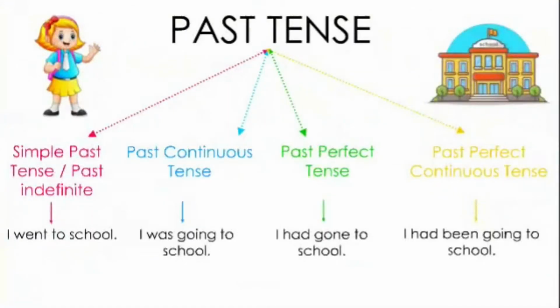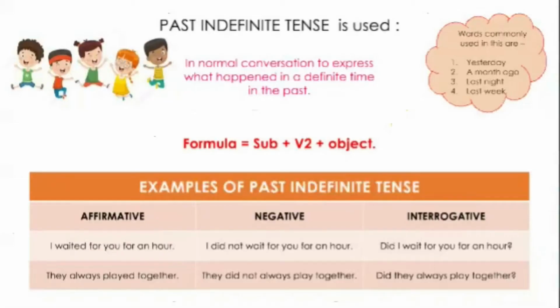So as in case of present tense, past tense is also divided into similar four types. First is simple past tense or past indefinite tense, then past continuous tense, then past perfect tense, and lastly past perfect continuous tense. So we shall be seeing the formula and examples of each of these categories. So let us proceed. The first type is past indefinite tense or simple past tense.